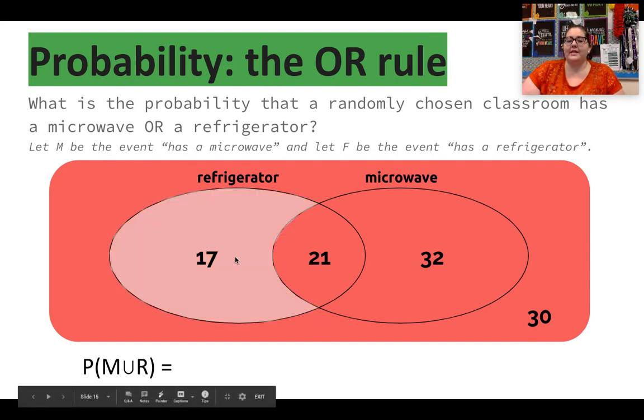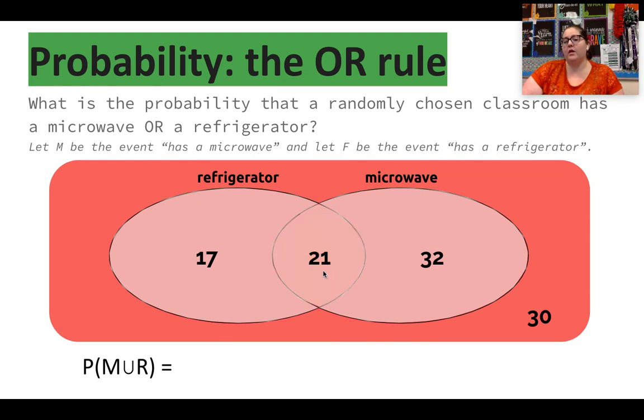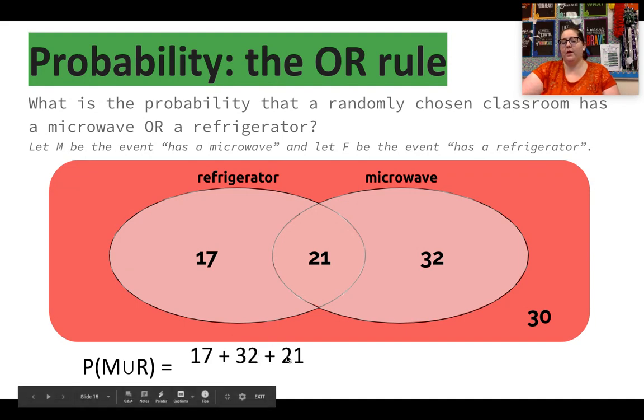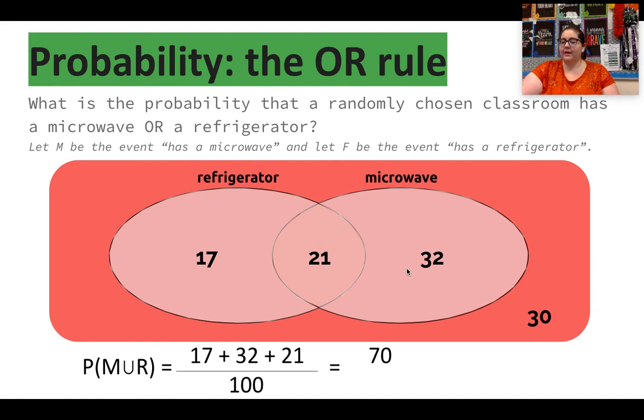So I'm going to have 17 who have just a refrigerator, 32 who have just a microwave, and then 21 who have both. All of that would be included in the OR. So 17 plus 32 plus 21 out of 100 gives me 70 out of 100, which is 0.7 or 70%. So 70% of classrooms have a refrigerator or a microwave. And again, in statistics, OR is referring to one or the other or both. We're unioning those two things together.